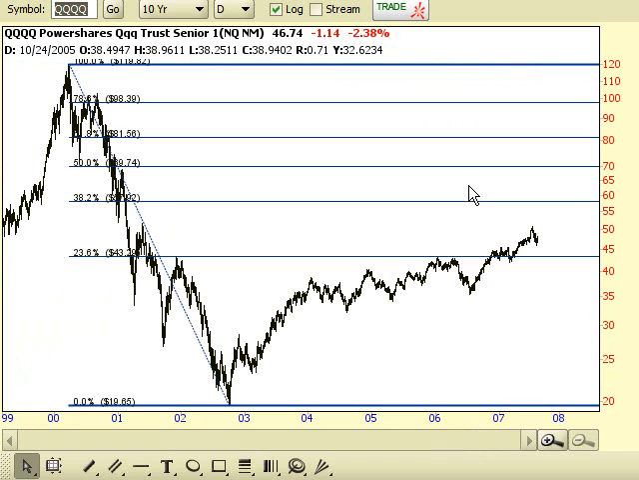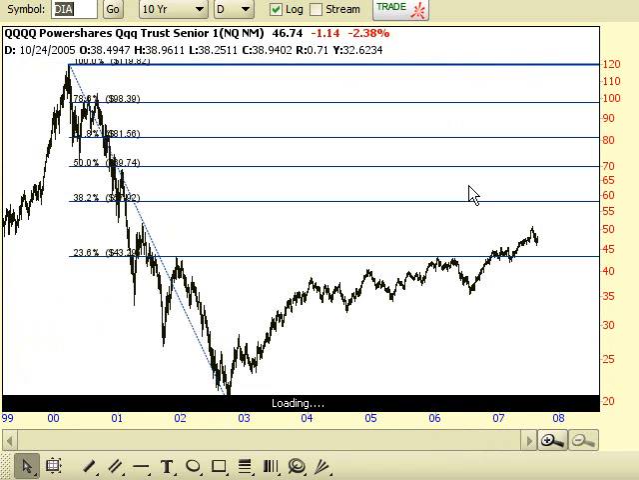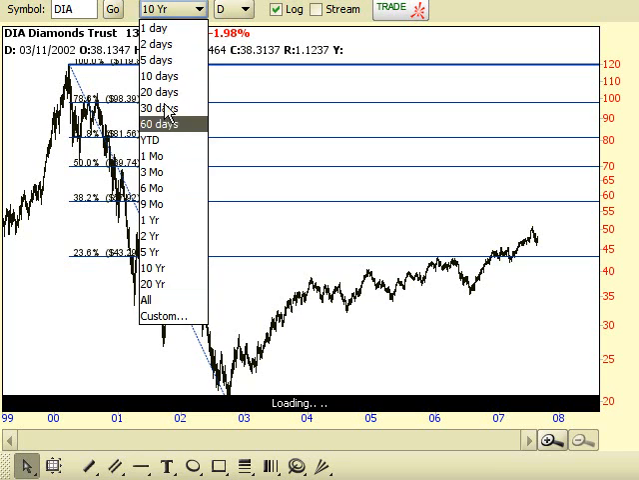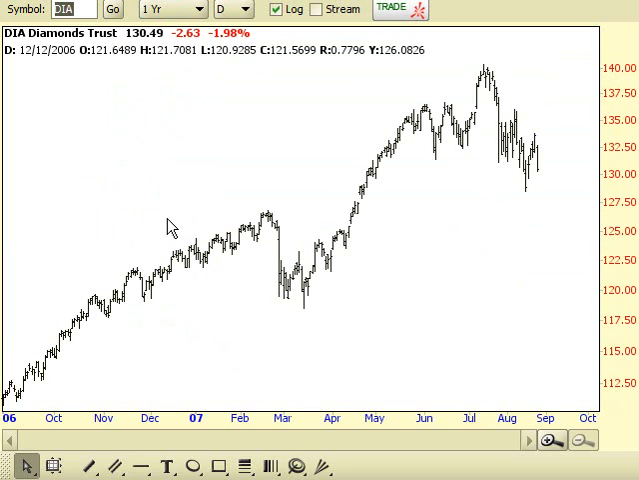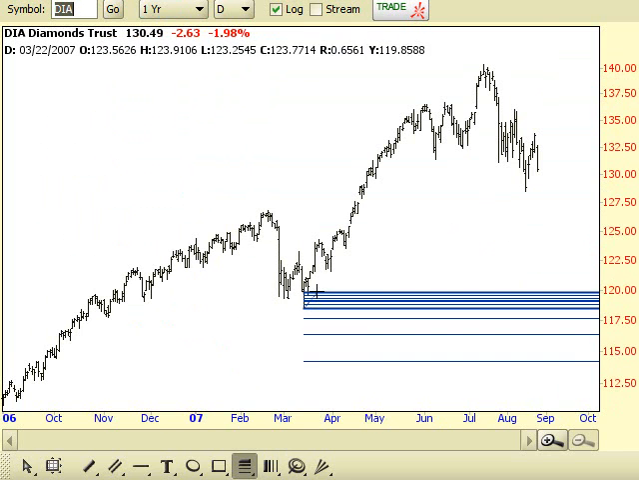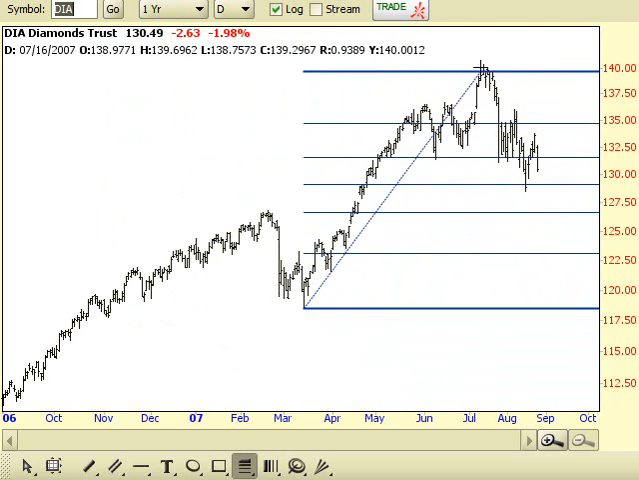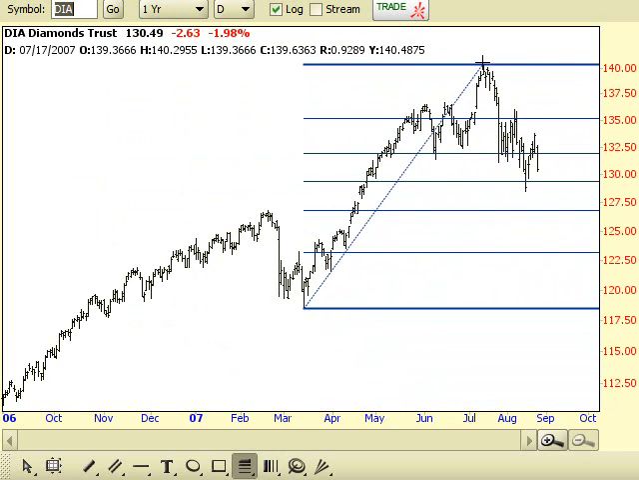Let's do another example here on a shorter term basis. I'm going to punch in the symbol DIA, and I'll load in a smaller amount of data, let's say just 1 year's worth of data. And same technique, I'm going to click on retracement and draw from one extreme here, click, drag, and go to another extreme right there.